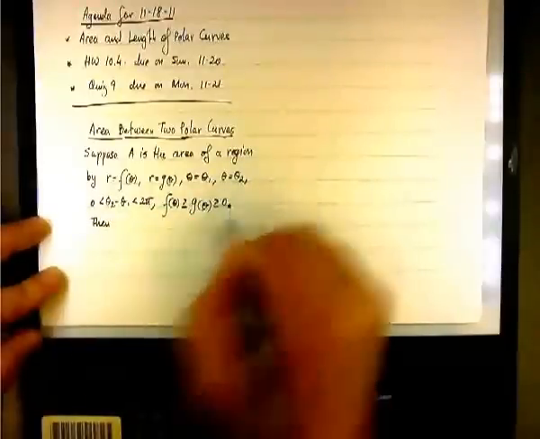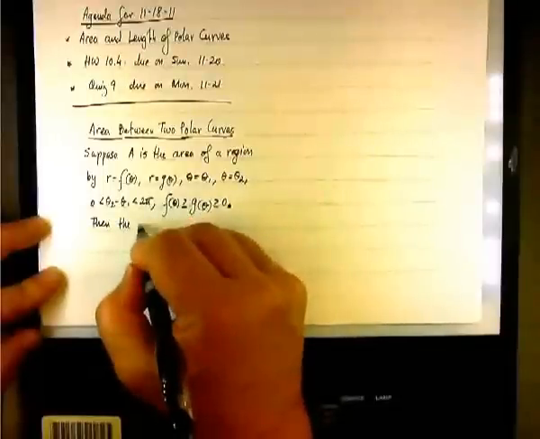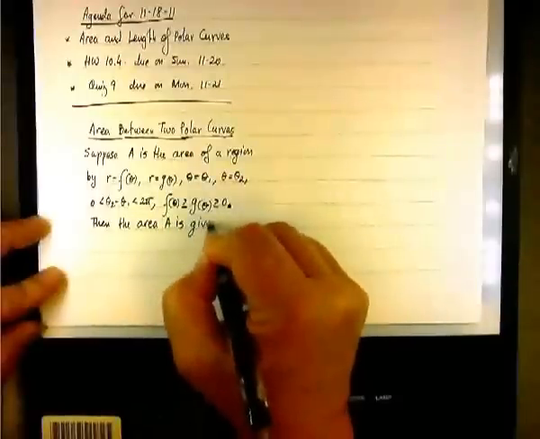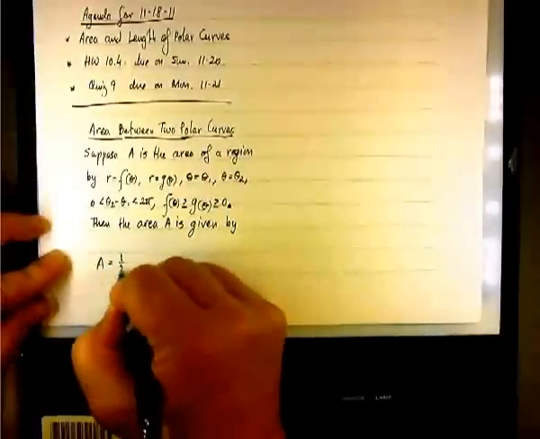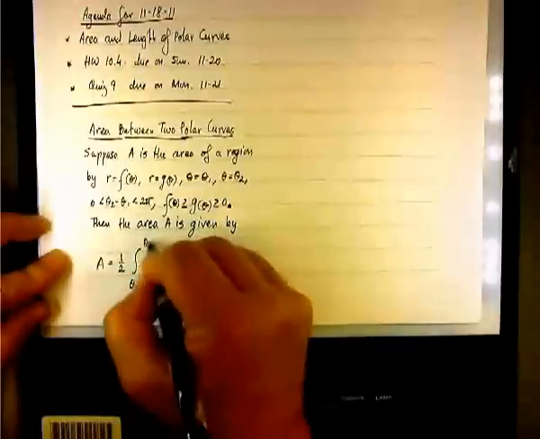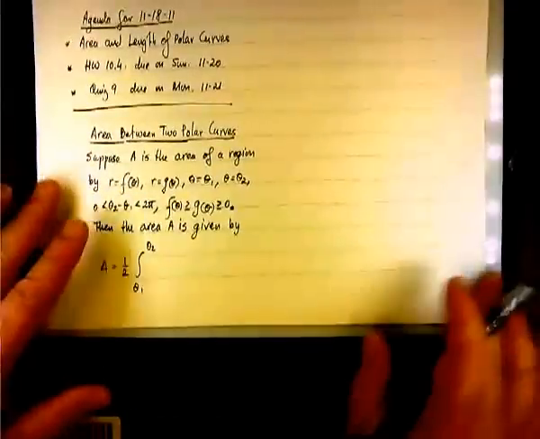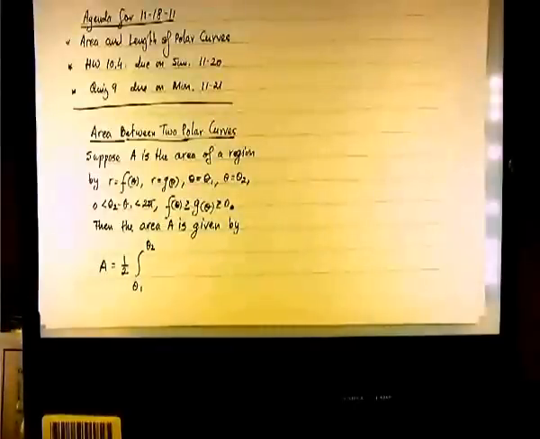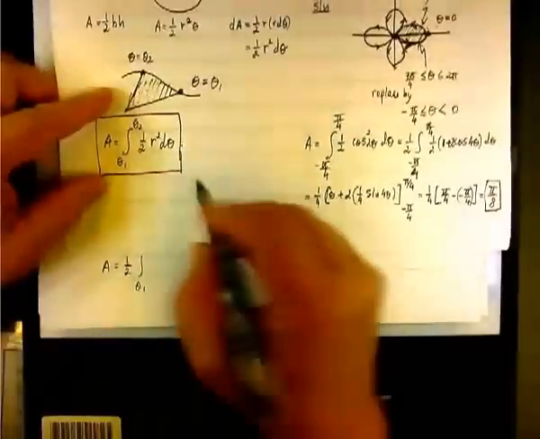Then the area A is given by the following expression. A equals 1/2 the integral from theta 1 to theta 2. And remember how we did it before. We said it's one function minus the other, but if you recall, the area formula is 1/2 r squared, right? We have it right here, 1/2 r squared.